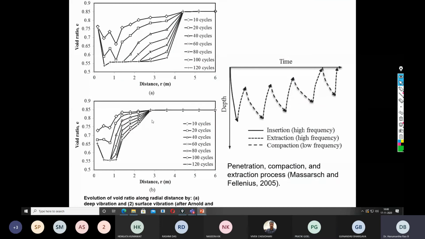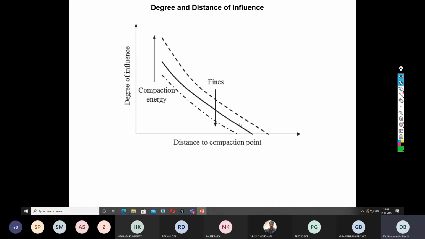So this is a demonstration about what is happening to the void ratio as a function of the radial distance, and what are the three fundamental steps in the vibroflotation technique. So this is another interesting diagram that talks about the degree of influence versus distance to the compaction point. Now, as a function of the percent fines.